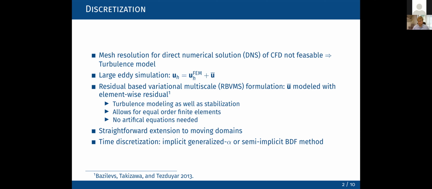It also allows for equal order finite elements, which is nice for our code. And in contrast to, for example, k-epsilon models, when you do Reynolds-averaged Navier-Stokes equations, it doesn't include any artificial equations. And it is also very straightforwardly extendable to moving domains. For the time discretization, in all the simulations I'm presenting here, I'm using either an implicit generalized alpha or sometimes also a semi-implicit backward differentiation formulation.